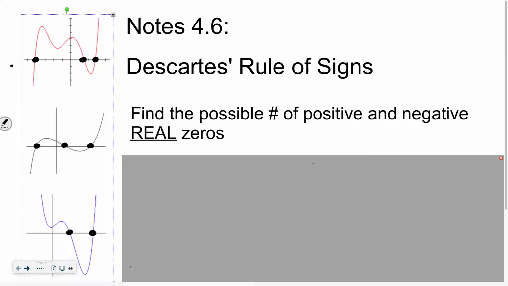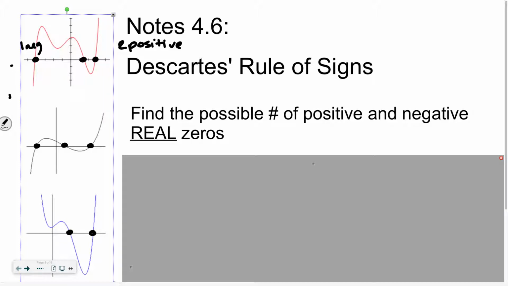And I'm looking for how many... How many positive real zeros does this graph have? Top one? 2 positive real zeros. How many negative? 1 negative real zero. So it's like, do the zeros show up on the right side of the x-axis or do the zeros show up on the left side of the x-axis? Okay, so that's what we're looking at.